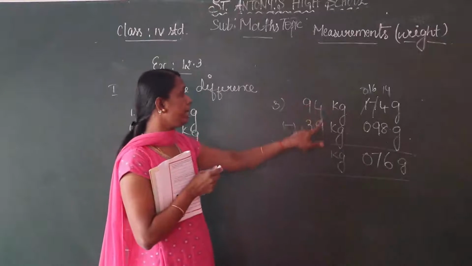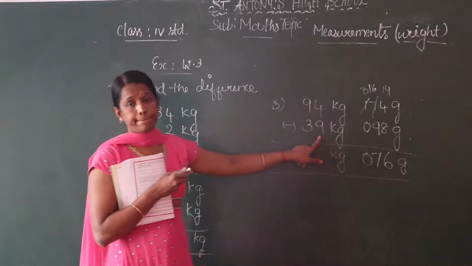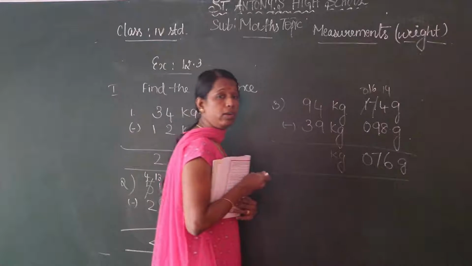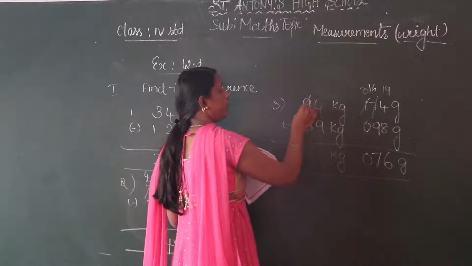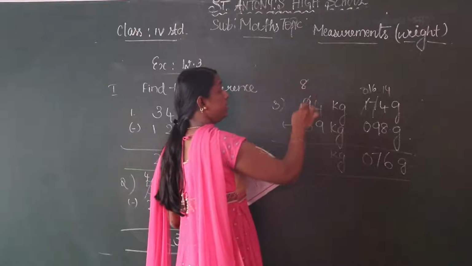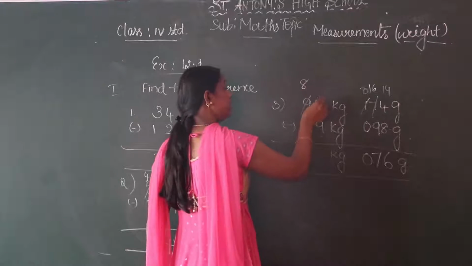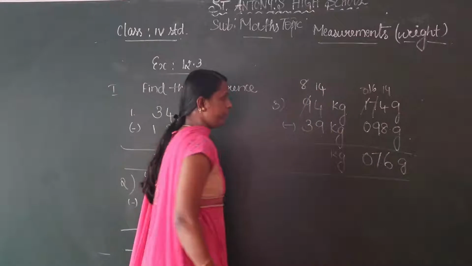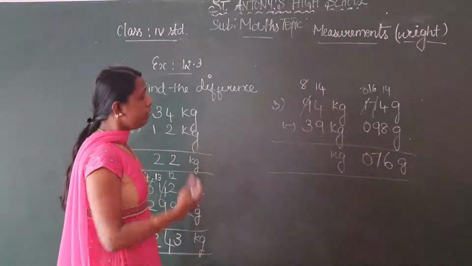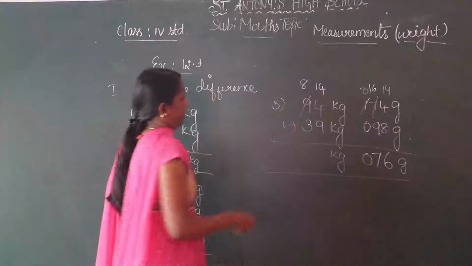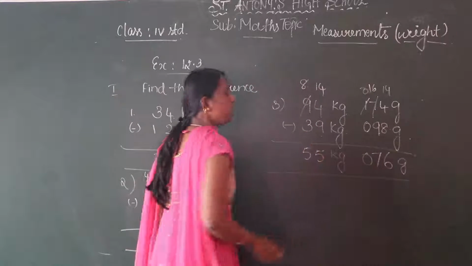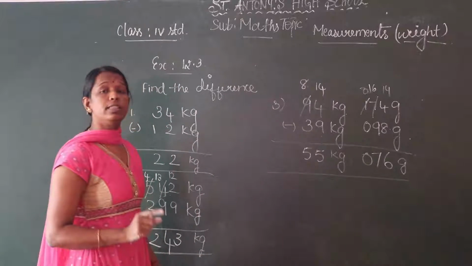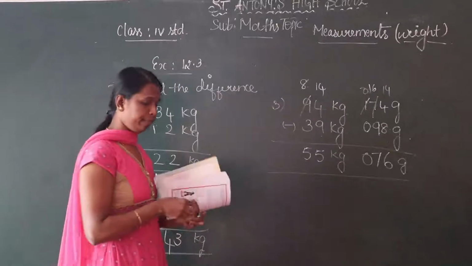Next, 14 minus 9. Because this subtrahend is greater than this minuend, take a borrow from this 9 place. This 9 becomes 8. This 4 becomes 14. 14 minus 9, how much? 5. This 8 minus 3, 5. Answer is 55 kg 76 grams.